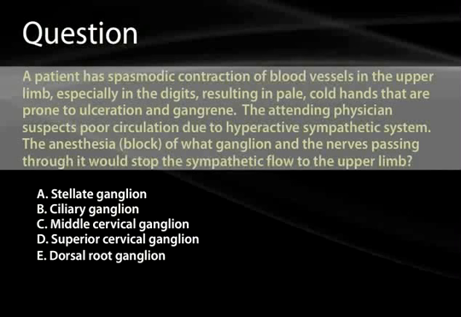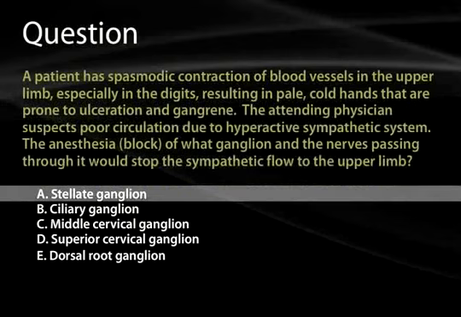Let's do another question. A patient has spasmodic contraction of the blood vessels in the upper limb, especially in the digits, resulting in pale, cold hands that are prone to ulceration and gangrene. The attending physician suspects poor circulation due to a hyperactive sympathetic system. The anesthesia, or the block of what ganglia and the nerves passing through it, would stop the sympathetic flow to the upper limb?